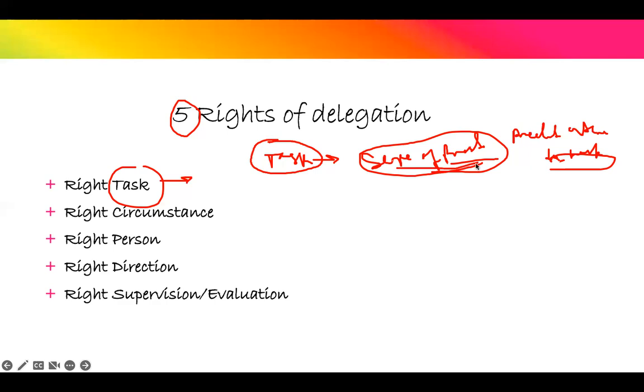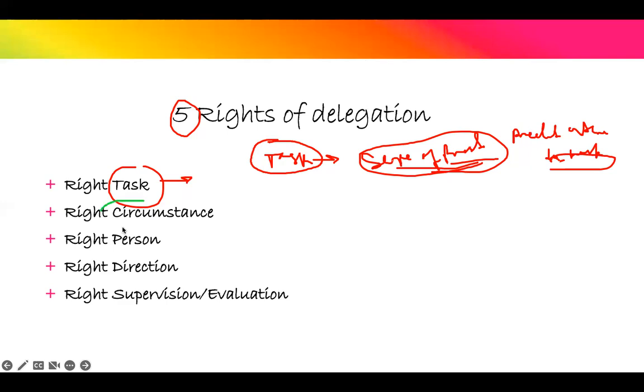So when they ask you a question on the exam, they usually don't give it to you straightforward. They will describe it, and they will ask which one of these five rights of delegation is applying. The right task means they have the particular scope of practice, the task has low risk and a predictable outcome. What is the circumstance?